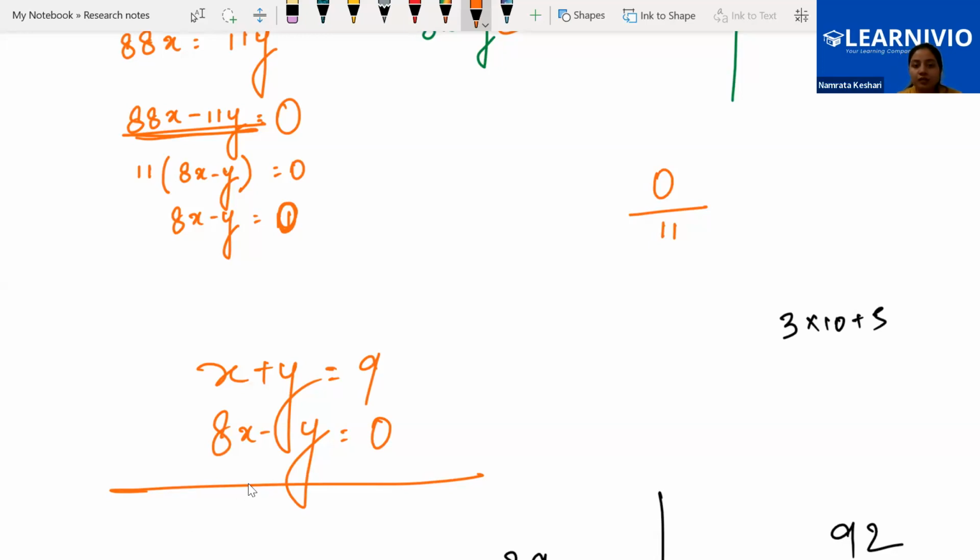Okay, from here, please don't do the multiplication. Here we can see one of the coefficients is already the same. Please work on that. Easily you will be able to eliminate that variable.